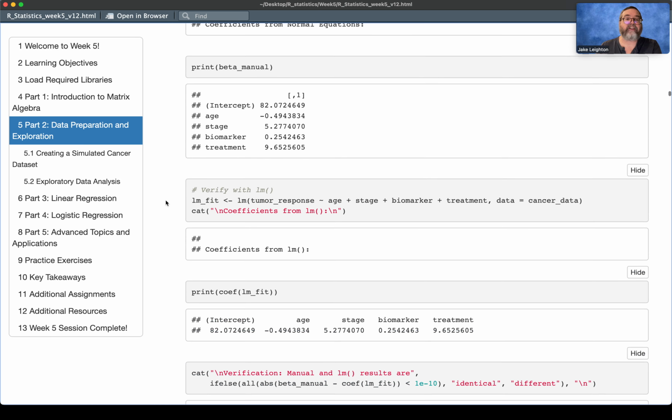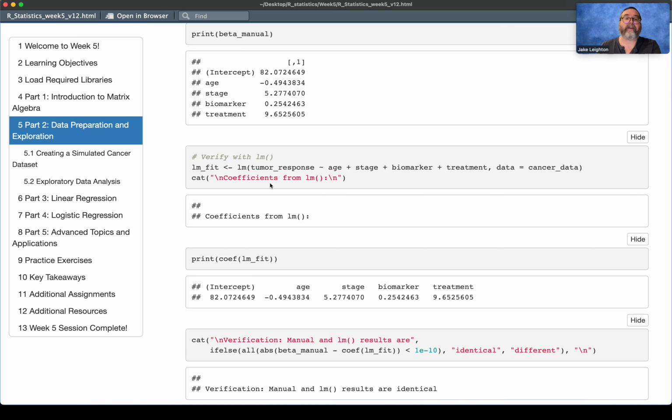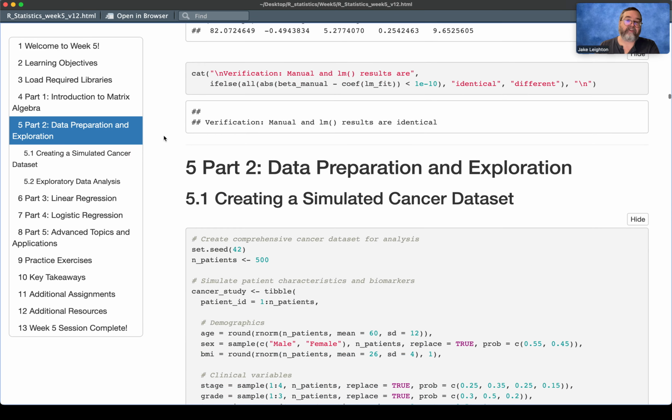So let's check this, okay? Let's do a quick linear model. A linear model is lm, response, tilde, all your predictors, and your data. When we do that and take a quick look at the coefficients of the linear model, we see, bam, they're exactly the same. Awesome, right? So we have manually, by hand, calculated the answer to a linear regression problem. I think that's pretty cool.